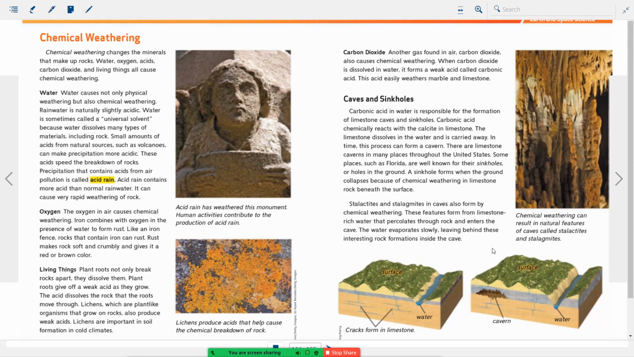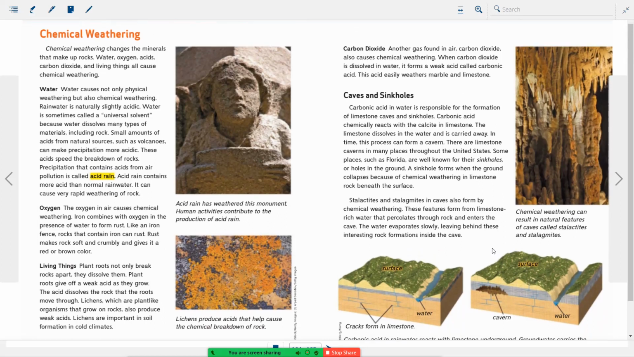So let's review what we talked about here. Physical weathering, which we talked about before, doesn't change the chemical makeup of the rock. Chemical weathering does. Now we see water in both areas. We see water in physical weathering when it's not particularly acidic, but we also see it in chemical weathering in the form of acid rain. Here we also talked about how acid rain is breaking things down and dissolving parts of the rock. And how oxygen, when it combines with iron and acid rain, causes rust.